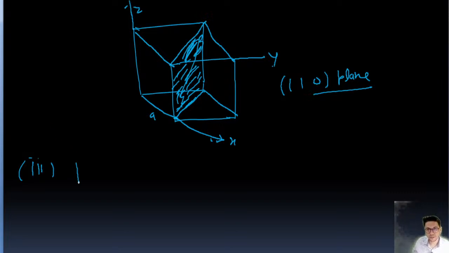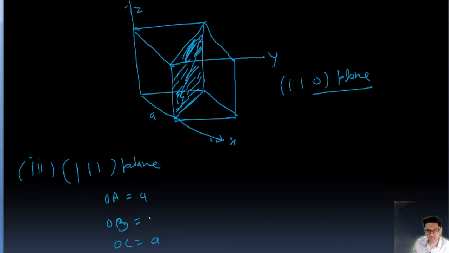Similarly, number third, we'll show the 1 1 1 plane, whose Miller indices are 1 1 1. So again we'll find the values. Here in this case, the value of OA is A, you can easily get it, right? OB equal to A, OC equal to A, guys. We are talking about a cubical structure.